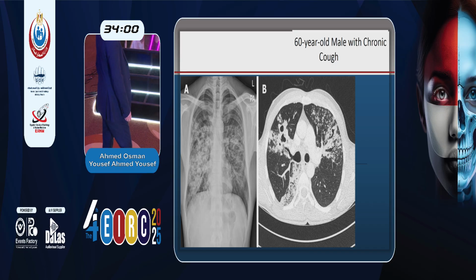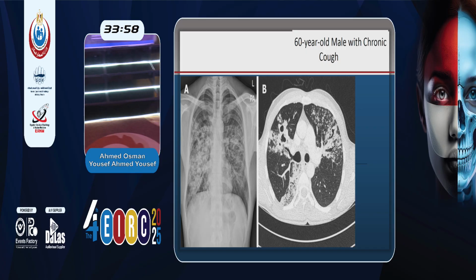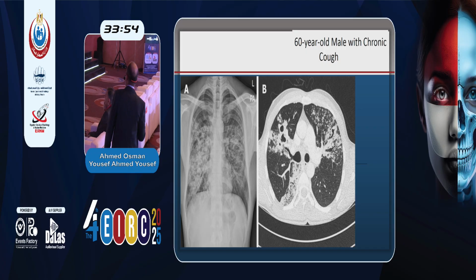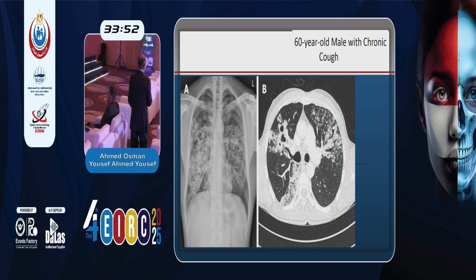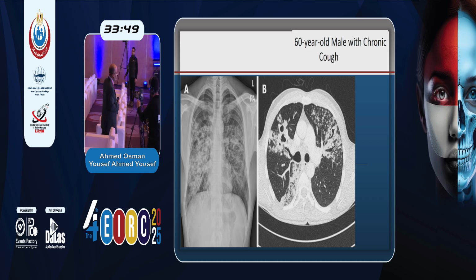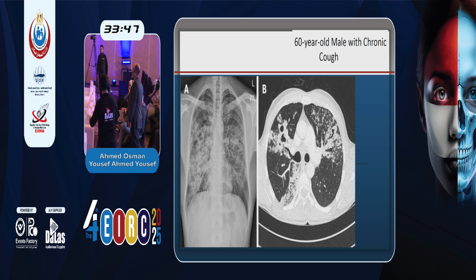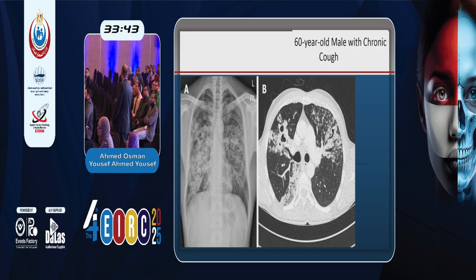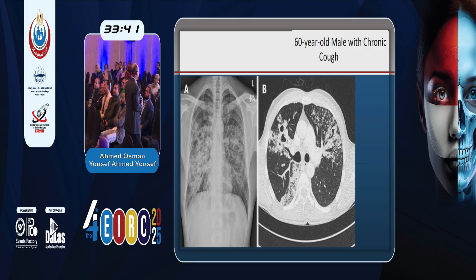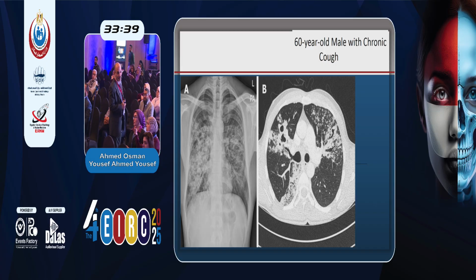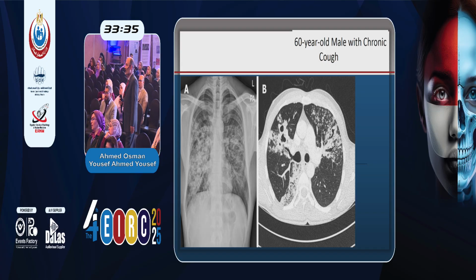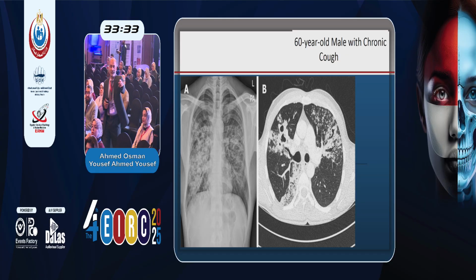We start first with this case: a 60-year-old male patient with chronic cough. This is the X-ray chest of this patient, and this is the CT scan. What do we see? Could you share?